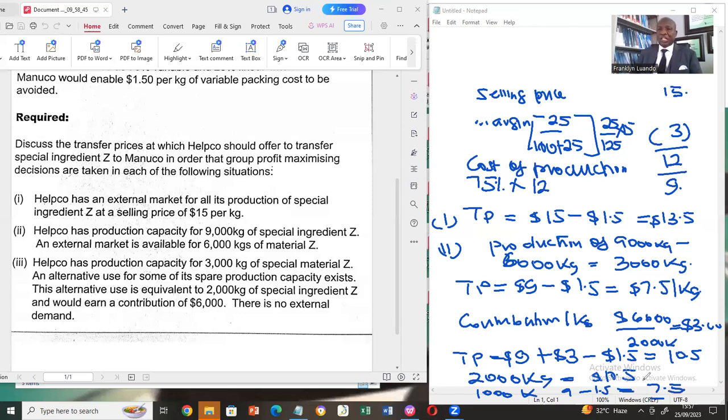So we have looked at the transfer pricing. Therefore, for today, we can end here.